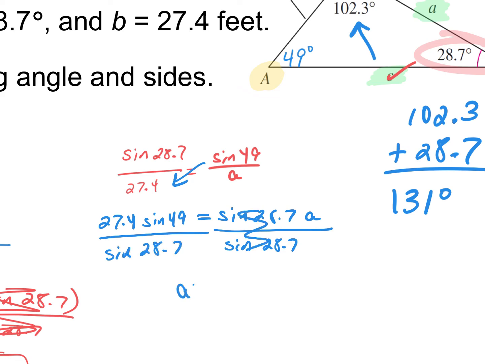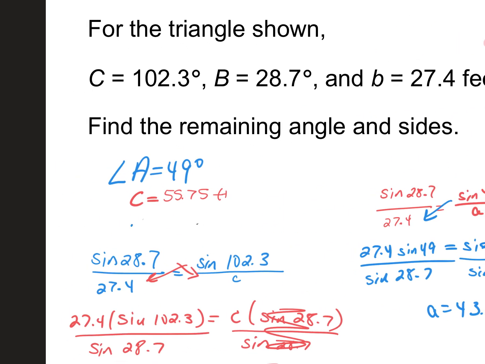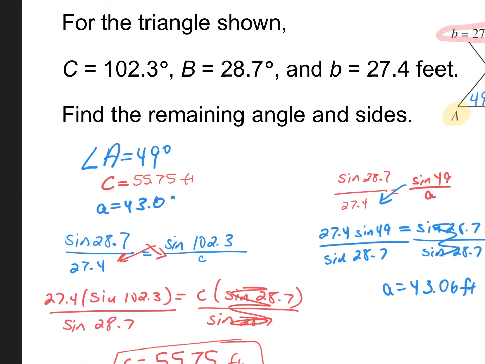Take a second. Make sure you get your fingers correct with your calculator. So 27.4 times the sine of 49 divided by what? 28.7. What'd y'all get? 43.06 feet. That's what I got too. So side A is 43.06 feet. And you solved the triangle.